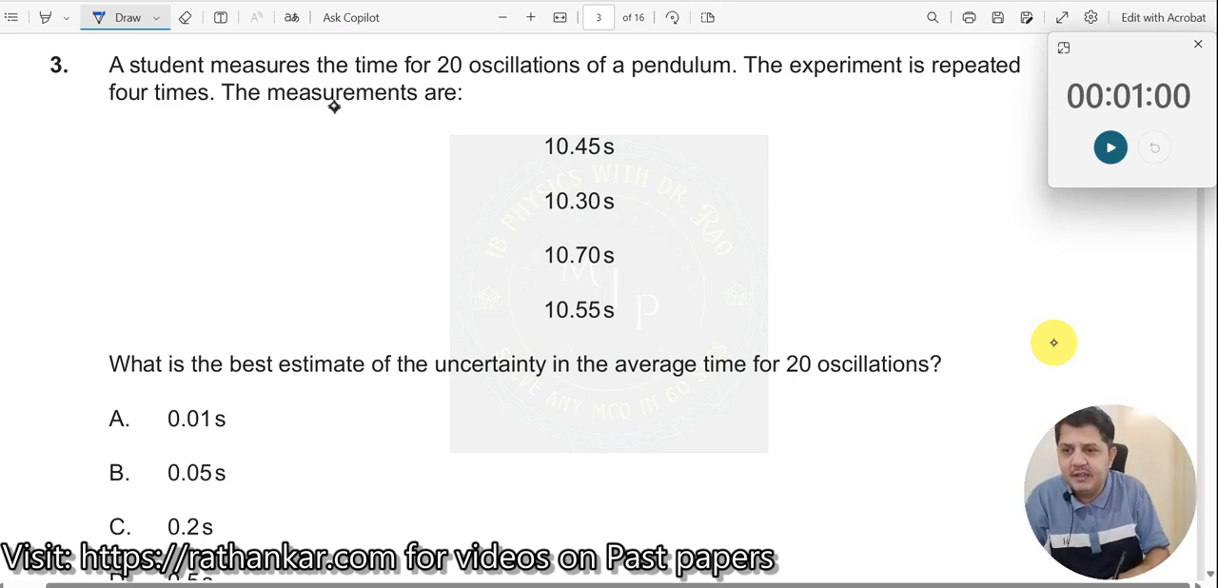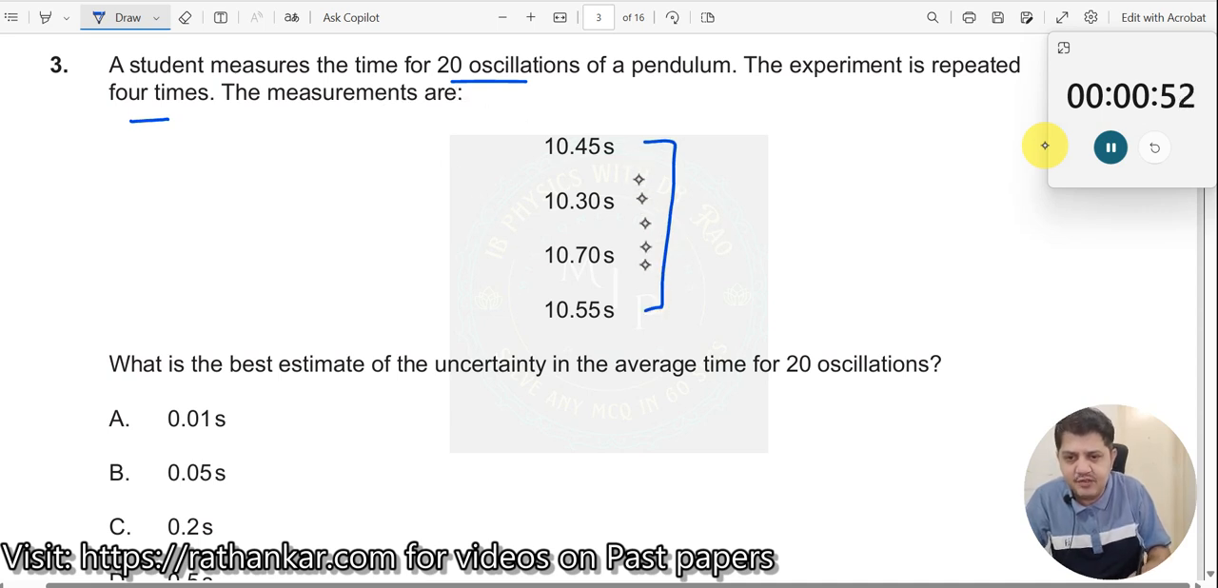Question number 3. A student measures the time for 20 oscillations of a pendulum. Okay, 20 oscillations of a pendulum. The experiment is repeated 4 times. There are 4 trials being shown. Okay, measurements are shown over here. What is the best estimate of the uncertainty in the average time for 20 oscillations?